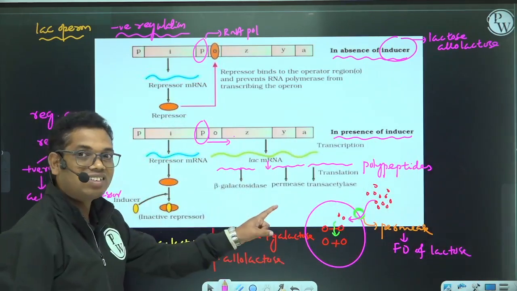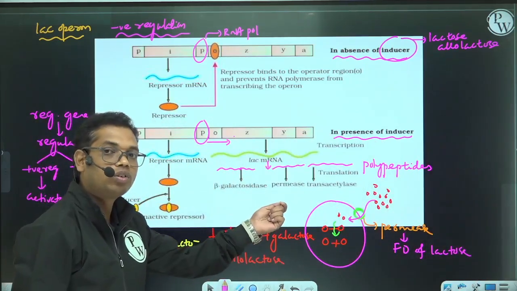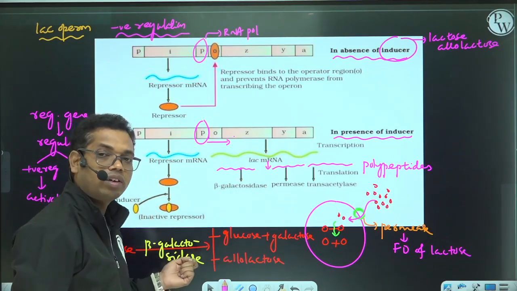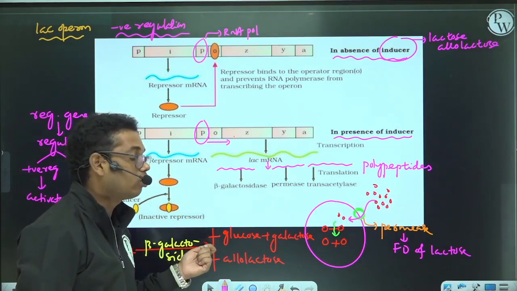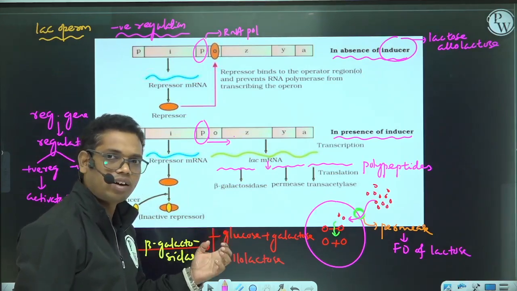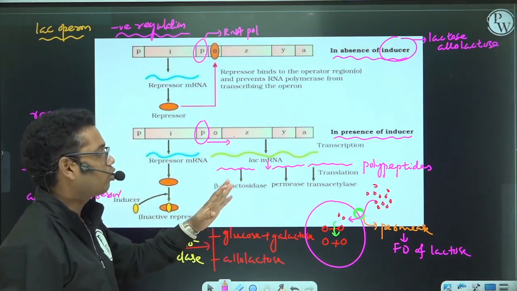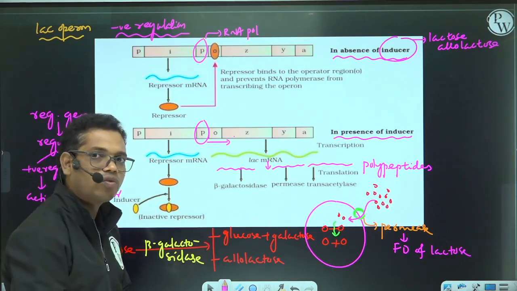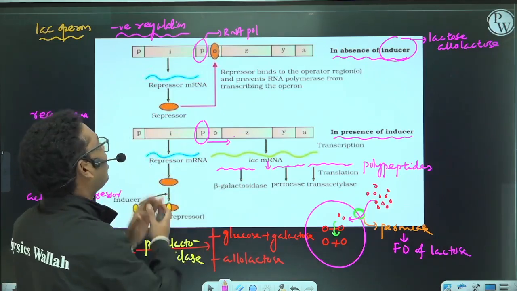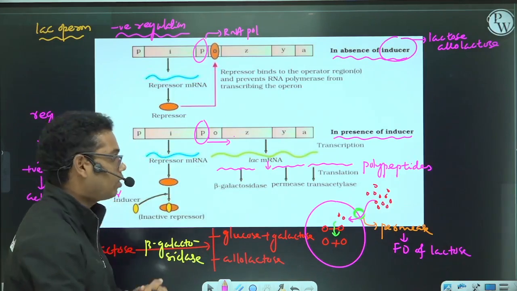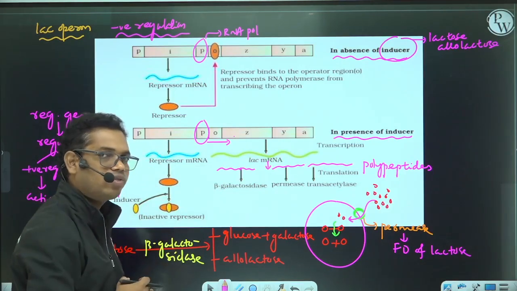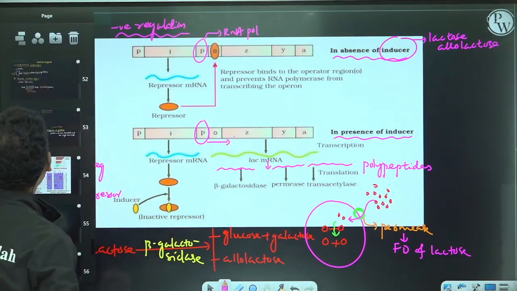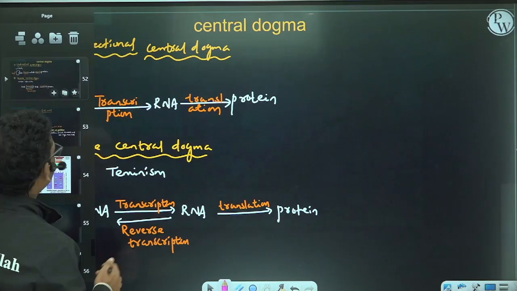What about transacetylase? It transfers the acetyl group to the galactoside. Okay, so these are the functions of different enzymes. So this is about the negative regulation of the lac operon. Okay, this is involved in the catabolism of the lactose. Now let me tell you the last part. Okay, before that let me tell you.